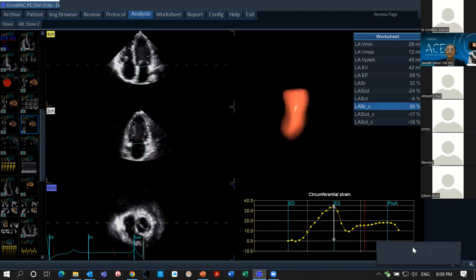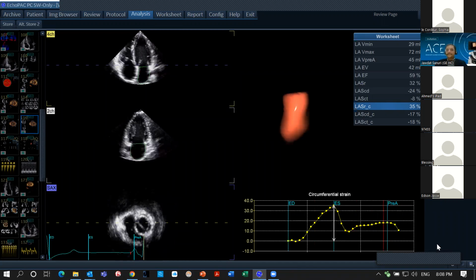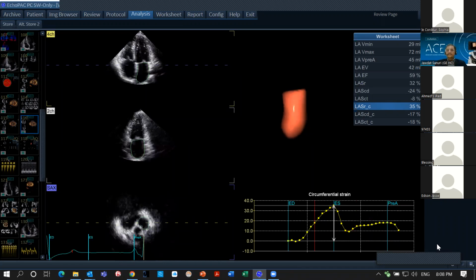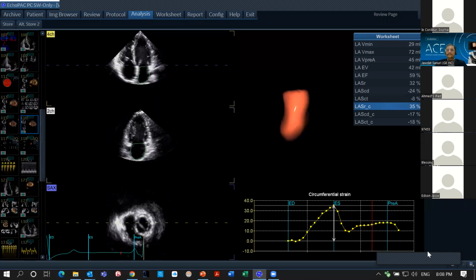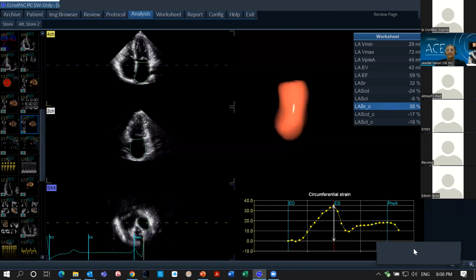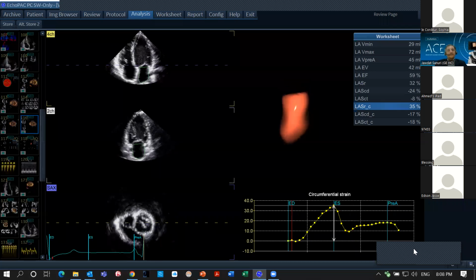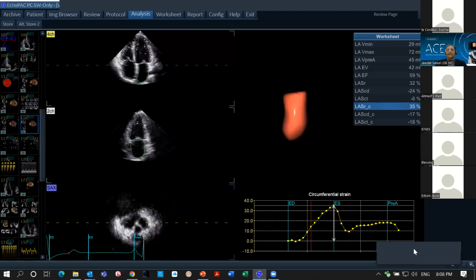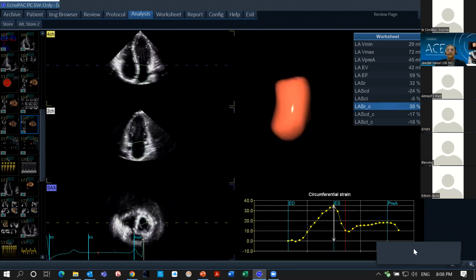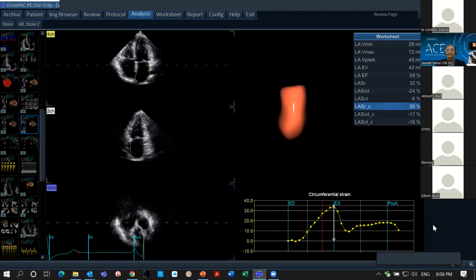Any other questions or comments before we go to other questions regarding RV and LV quantification? So we are using this during TEE. Is it validated during TEE or only for transthoracic? I mean, the way you measure the ejection fraction and others. I'm using it during TEE. Is it validated for TEE? What do you think? No, it's validated for both, for TEE and for transthoracic as well. Okay. It's available for both, yes. Thanks.